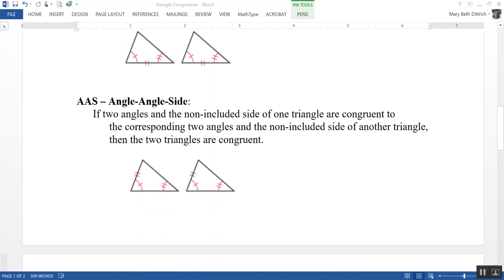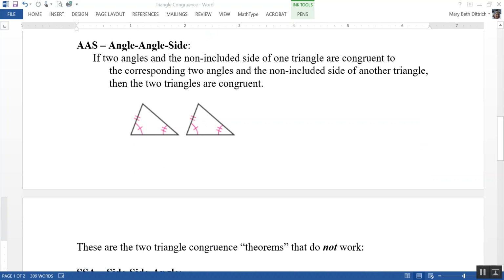And the last one you saw was AAS, angle, angle, side. If two angles and the non-included side of one triangle are congruent to the corresponding two angles and the non-included side of another triangle, then the two triangles are congruent. So here we have two angles of this first triangle congruent to two angles of the second triangle, and then the corresponding sides are congruent to each other, and that would be angle, angle, side.